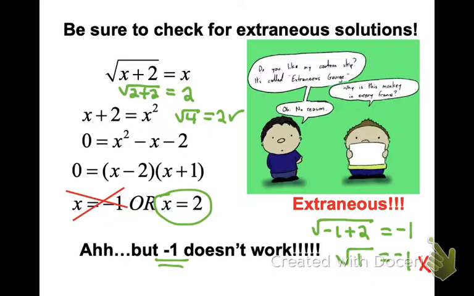Unless there was a negative on the outside, which there isn't, we can't have a radical that's going to equal a negative. And that's it for this lesson. So just make sure you have those steps from the previous slide written down, and we're good to go.